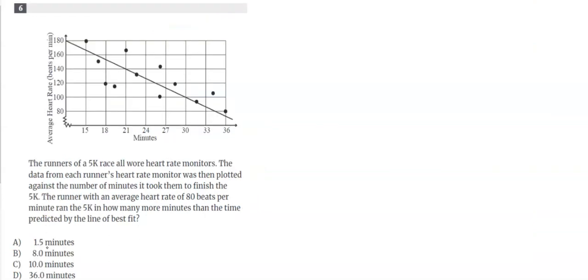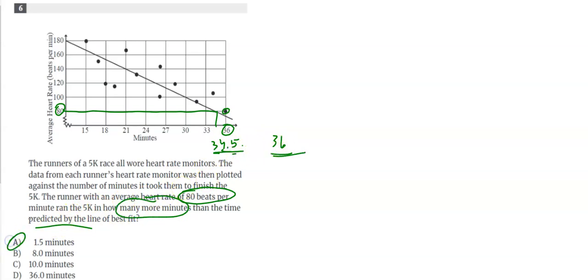And last one, 80 beats per minute. So that's this one. So that's talking about this runner right here. Where would you have predicted? So if you go over to the line of prediction from 80, you go down, I don't know, 34.5 is about that number compared to what this one is, 36. So what's the difference? I think I asked for the difference. How many more minutes? 34.5 and 36 is 1.5 minutes difference.